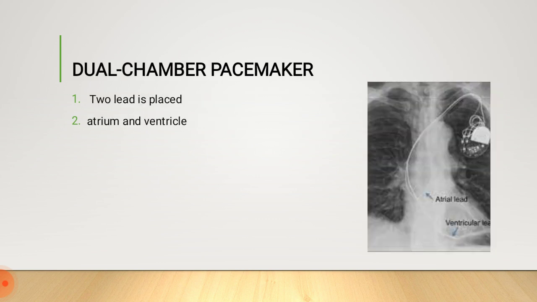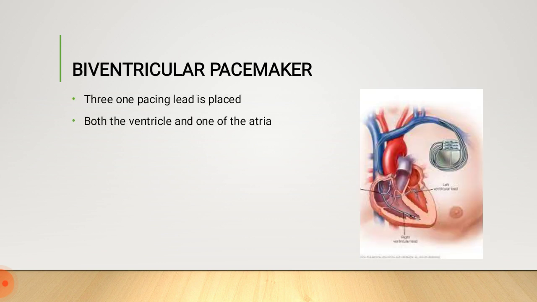Dual chamber pacemaker. Two leads are placed. One is placed at the atrium and another one is placed at the ventricle. Biventricular pacemaker. In a biventricular pacemaker, we use three leads. One lead is placed in the atria and another two leads are placed in the ventricles.